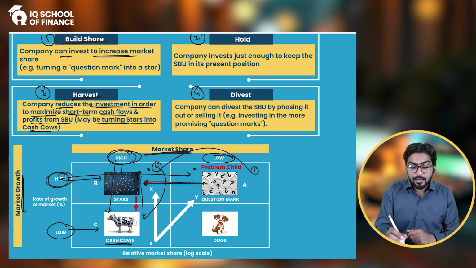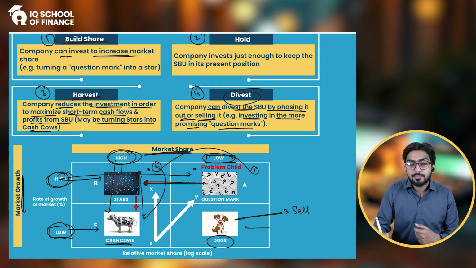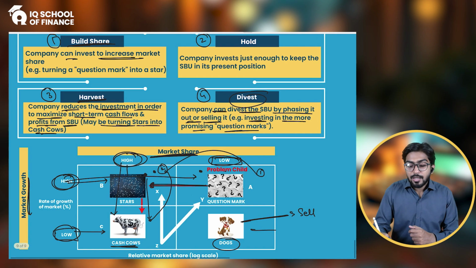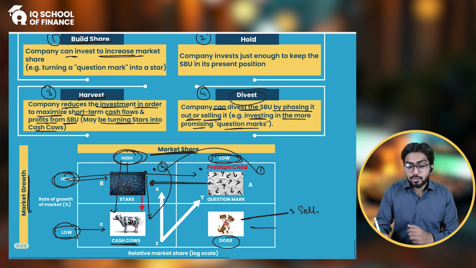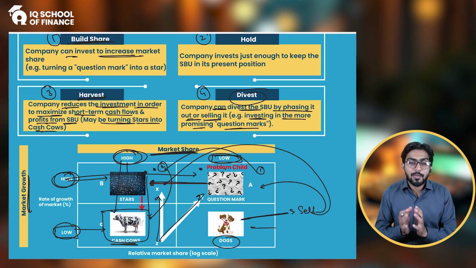And then if you have low market share and your market growth is also low, it is your dog product. So what can you do? Divest. The company can divest the SBU by phasing it out or selling it, for example, to invest in the more promising question mark. If you sell the segment or the business, you will get the sale proceeds. You can use the sale proceeds in the question mark. You can also use them in the star. And the cash cow proceeds, you can also use for the question mark and for the star product as well.